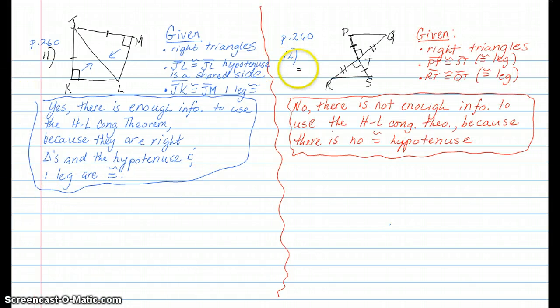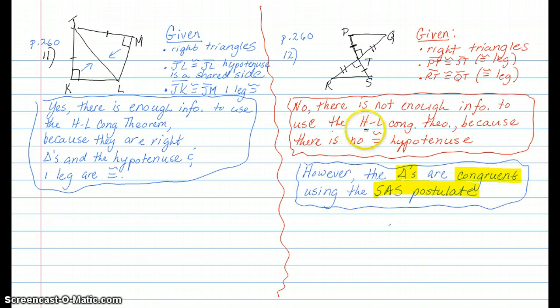Okay, on page 260, number 12, we were given that they were right triangles. We know that PT, segment PT, is congruent to segment ST, which is a congruent leg. We also know that segment RT is congruent to segment QT, which is another leg. However, the part that's missing is the congruent hypotenuse. So no, there is not enough information to use the HL hypotenuse leg congruence theorem because there is no congruent hypotenuse. Now we're going to look at if there's another triangle congruence theorem or postulate we can use.